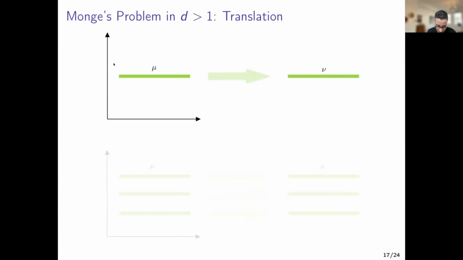Let's just start with a very simple problem, which actually will be in the finite entropy regime. So here, mu is not absolutely continuous. It's actually a singular measure concentrated on a line, and I'm thinking of that line as being a subset of the plane. And I'm just going to do the translation. So the other measure is the same thing, but more to the right.